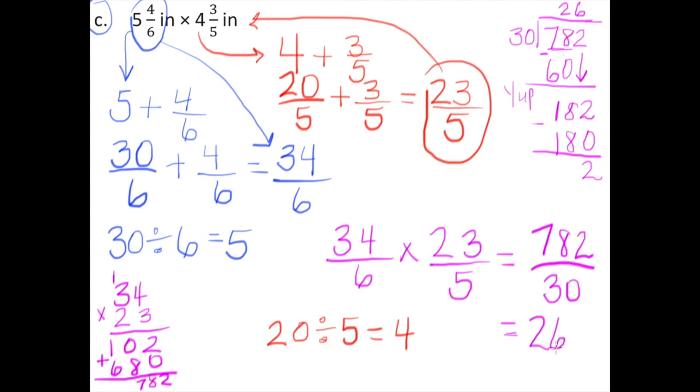So when we simplify 782 30ths, we are going to come up with 26, and we can rename our remainder as a fraction. That is totally acceptable. What we have here is 26 and 2/30ths, or 26, 2/30ths can be simplified to 1/15. Okay, there was no modeling.